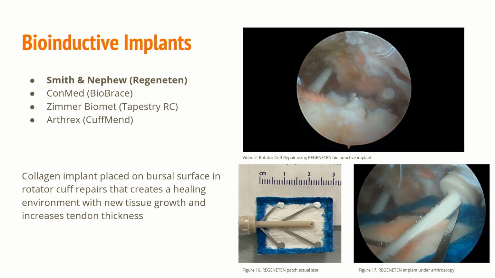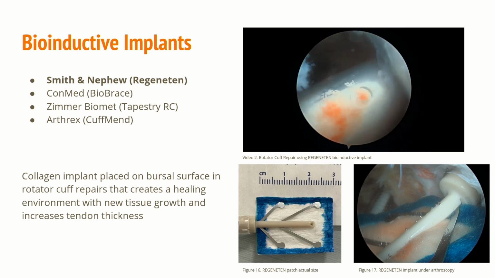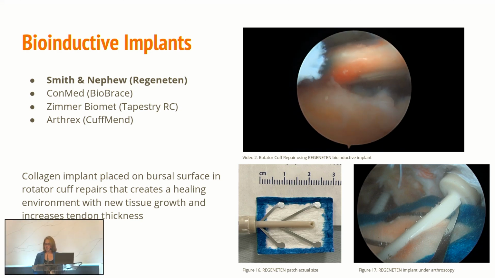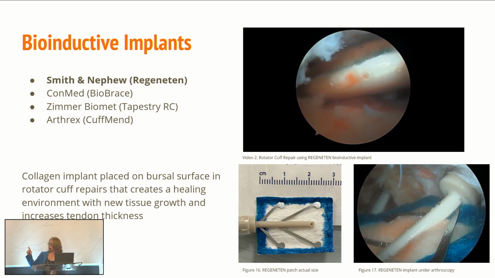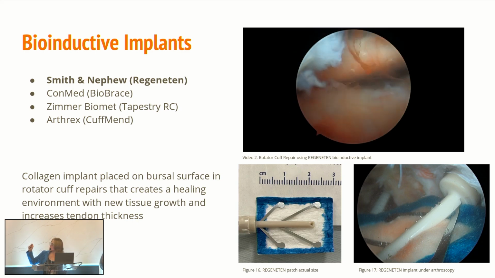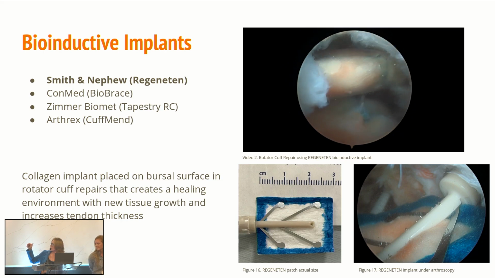So next, I'm going to talk about the new bioinductive implants. As you can see, the image is of the Regeniten patch, that's a large size one. It's around 30 millimeters. And the video is one of our surgeons implanting that into a patient after a partial thickness rotator cuff tear.